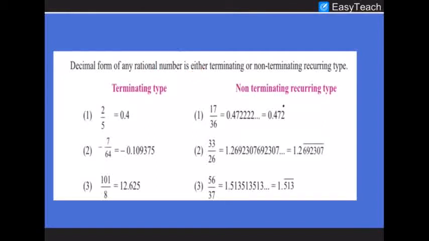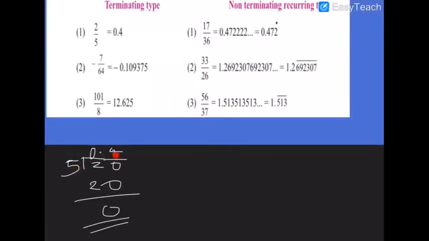The decimal form of any rational number is either terminating or non-terminating recurring type. Terminating means it ends. When we divide 2 by 5, we will get 0.4. It ends at 4. It is not continuing. It means it is terminating at the point 4. So it is ending at that point.